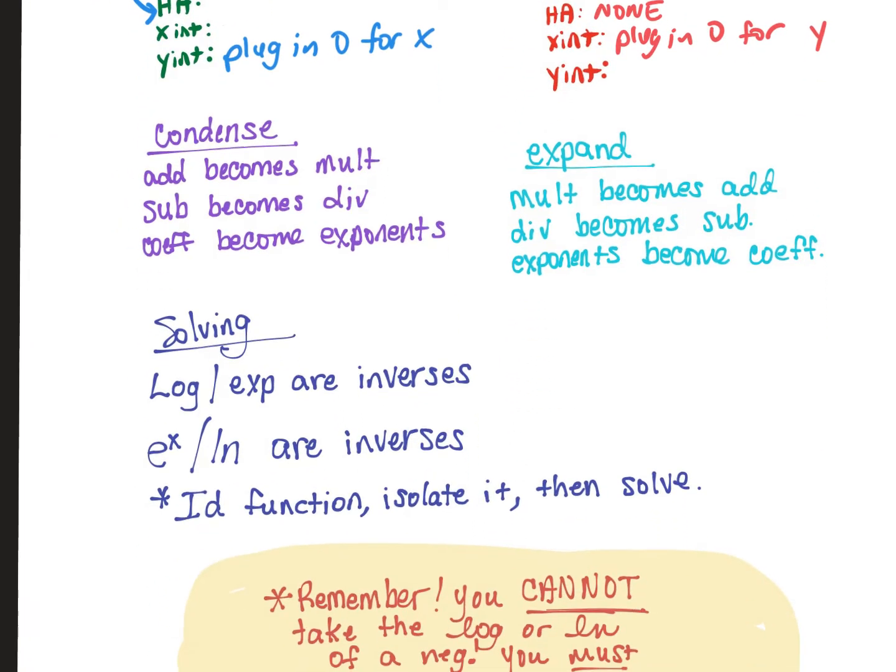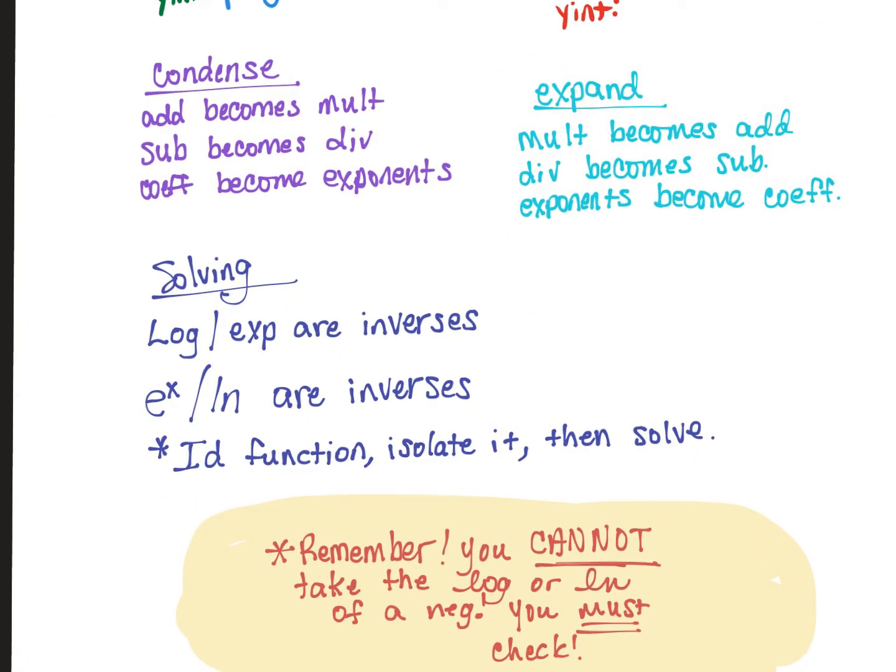We talked yesterday about solving. And remember, there's only one pre-calc step when you're solving, and it's when you have to do the inverse. Everything else is basic algebra. So you have to remember that logs and exponentials are inverses of each other. E to the x and ln are inverses of each other. They're on the same button on the calculator. So I tell you guys, the first thing you need to do is isolate, identify the function, so circle it, whatever, get it by itself, and then solve.